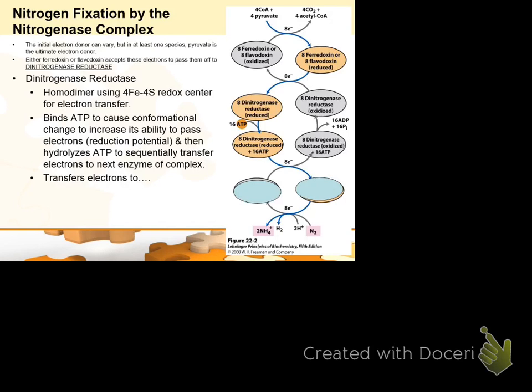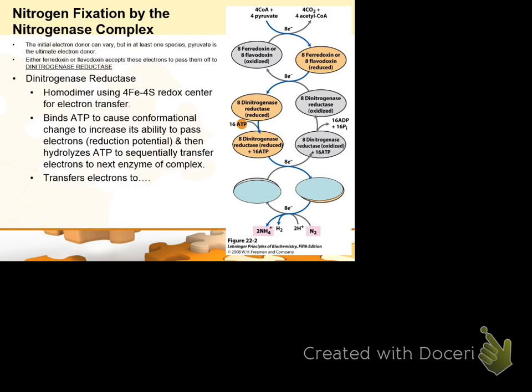And we're going to go into a little bit more detail about the dinitrogenase reductase and dinitrogenase in just a moment, because it utilizes something that we haven't seen before, I don't believe, at all. So a new metal is going to come along that's really important.